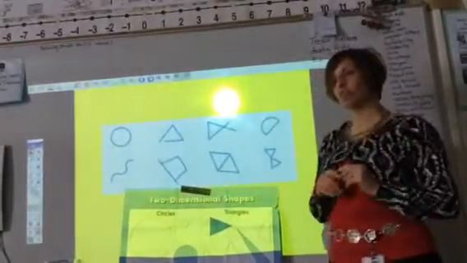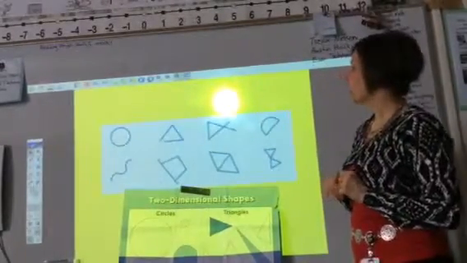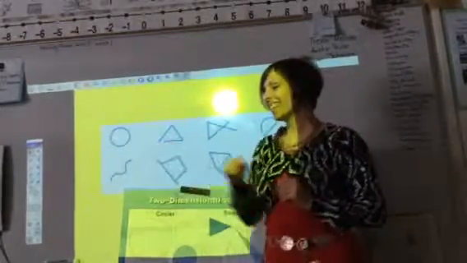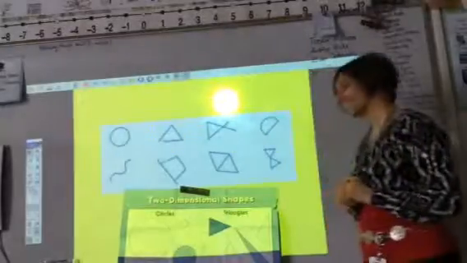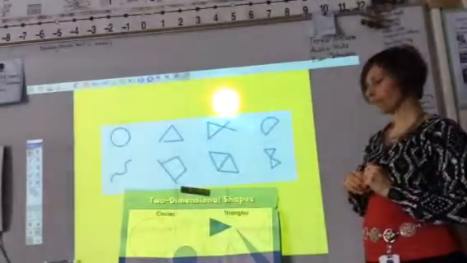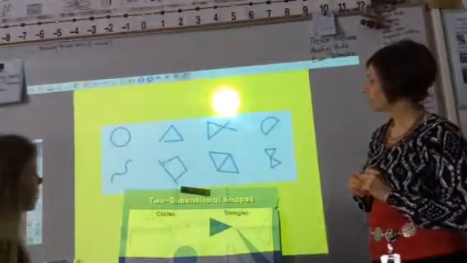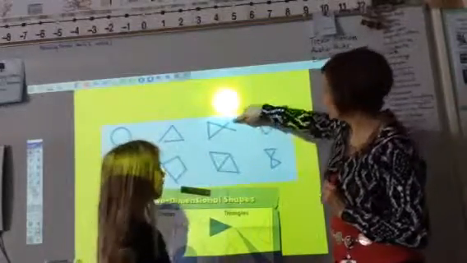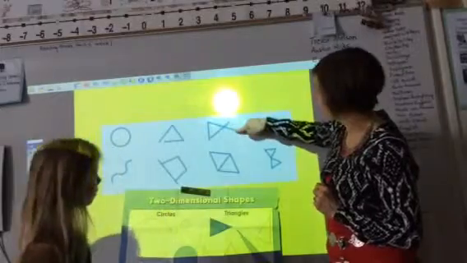What else do you notice about these shapes? It's called a vertical or something. Vertices. There are no vertices here. Is that what you're saying? Nice. What else do you notice? This one's shorter than that. Okay, so we have a line that doesn't go the same length as this line.